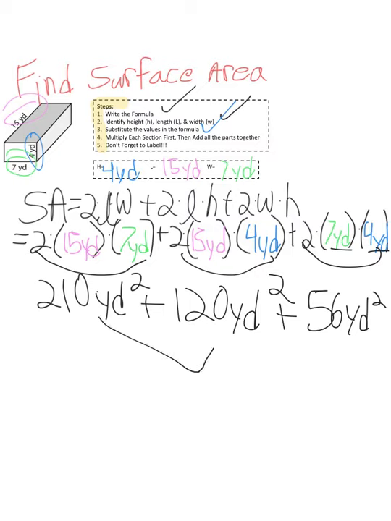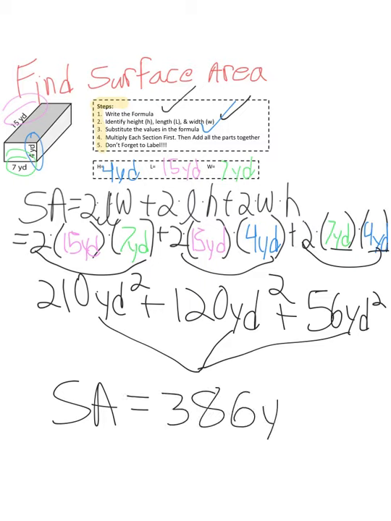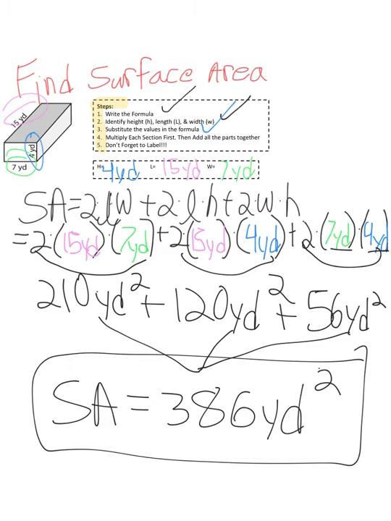And now that we multiplied everything, we're going to add everything together. So if you throw this into your calculator, add it all up, it's going to give you a total surface area of 386 yards squared. So this is the surface area for this prism.